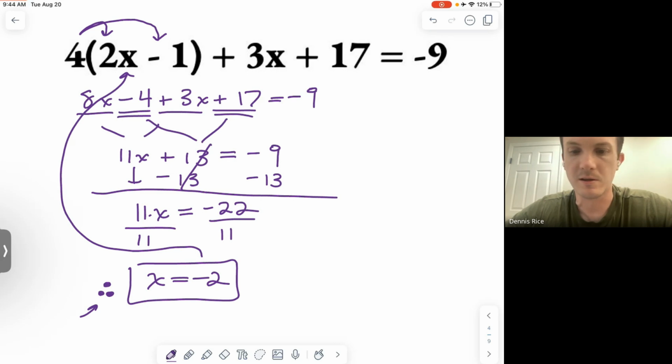Any questions with what we just did? How many people have a graphing calculator right now in front of them? You don't need to, just out of curiosity.